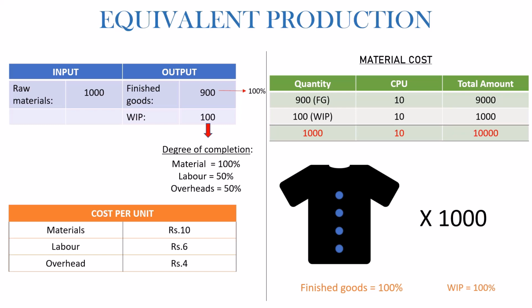Now this was basic because degree of completion of work in progress was 100%. Equivalent production comes into play when degree of completion is less than 100%. So we will understand equivalent production while calculating labor cost and overhead cost.